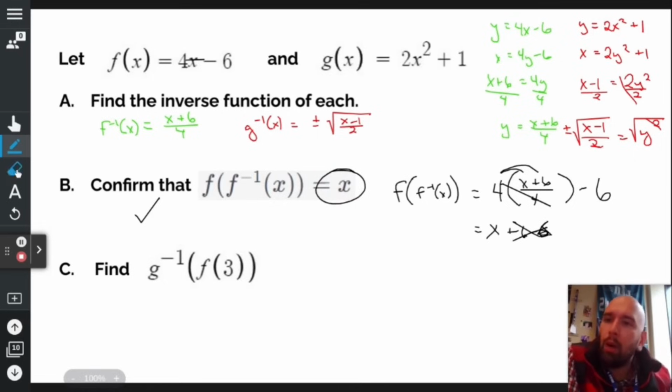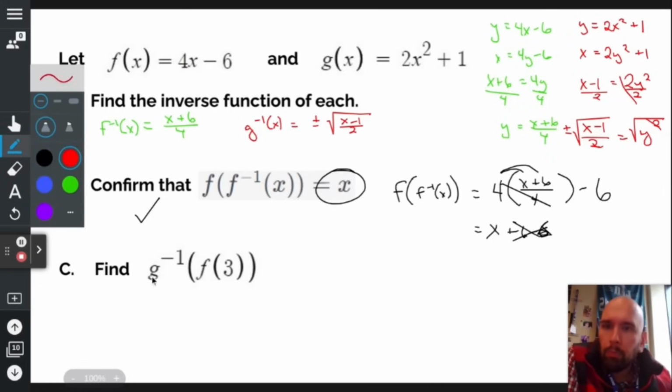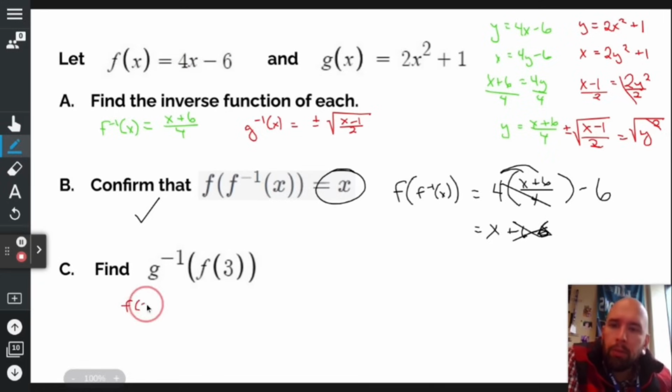Find g inverse of f of 3. Well, let's find out what f of 3 is. F of 3 is 4 times 3 minus 6, which is 12 minus 6, which is 6. So f of 3 is 6.